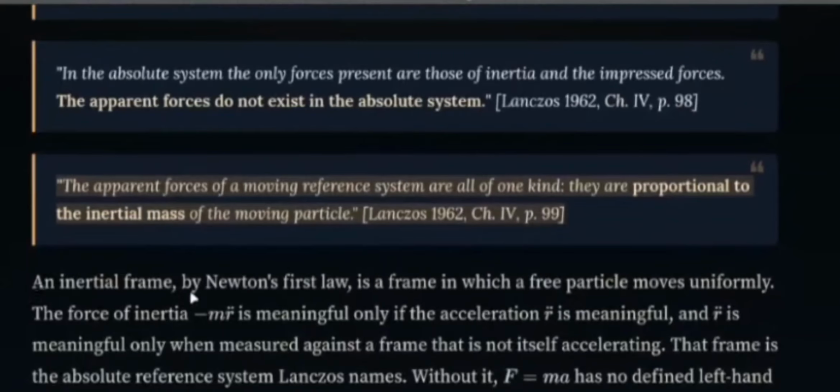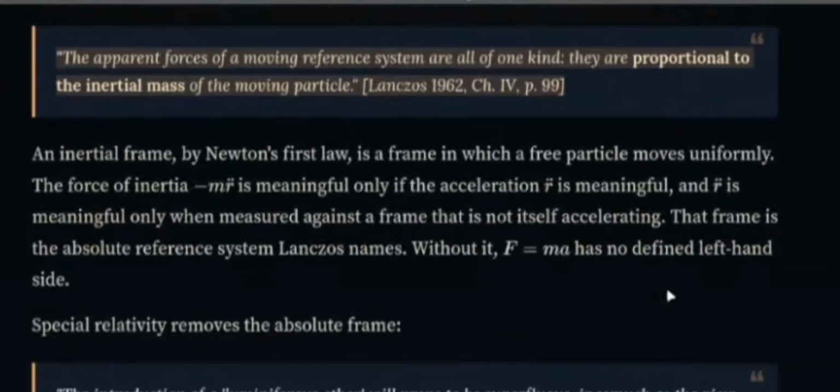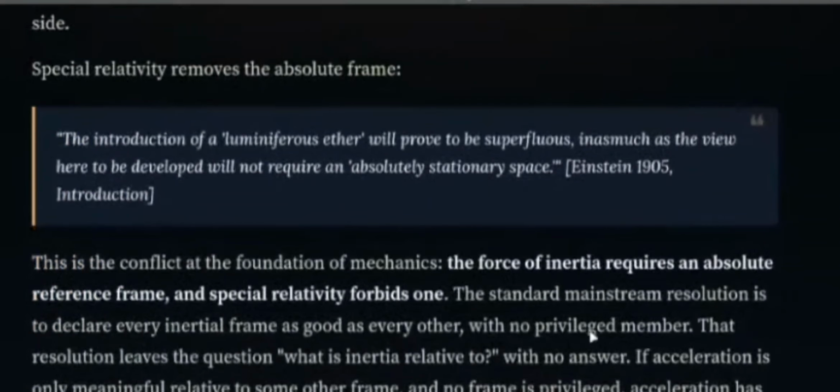So in an inertial frame given by Newton's law, the frame in which the particle moves freely and uniformly, the force of inertia, minus m times its acceleration, r double dot, is meaningful only when used against a reference frame that itself is not accelerating. That frame is the absolute reference frame that Lanczos names. Without it, F equals ma has no defined left-hand side.